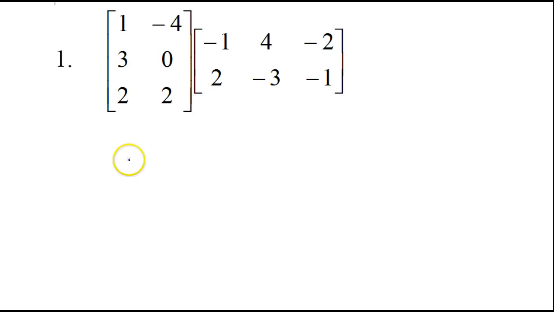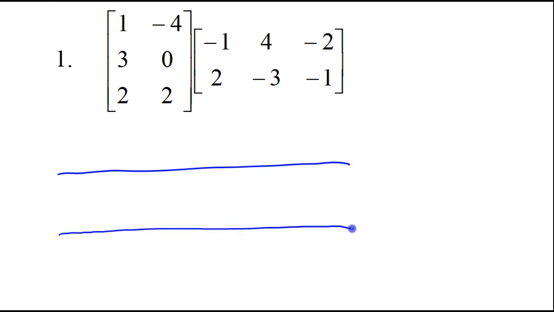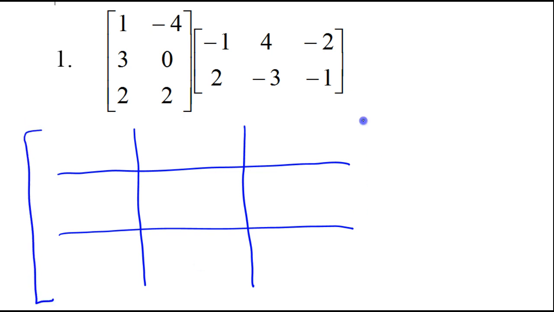Now, because the product is a 3 by 3 matrix, I'm going to set up an empty 3 by 3 matrix, and I'm going to guide myself with lines. Again, I'm going to make this very large for now because I want to show all my steps and leave myself plenty of space. So I'm going to use these grid lines to set up for a 3 by 3 matrix. Okay, so now I'm all set with 3 rows and 3 columns to work in.